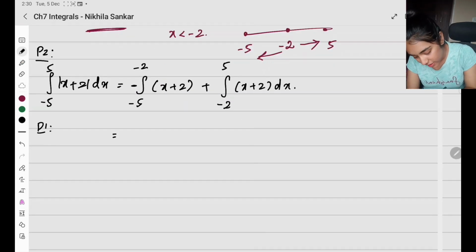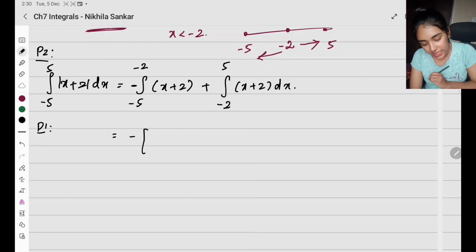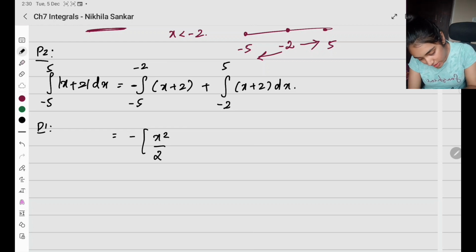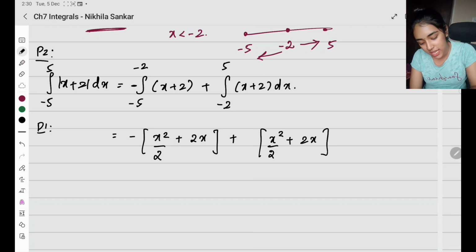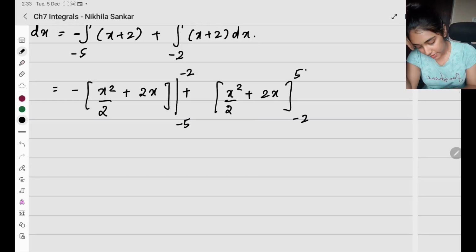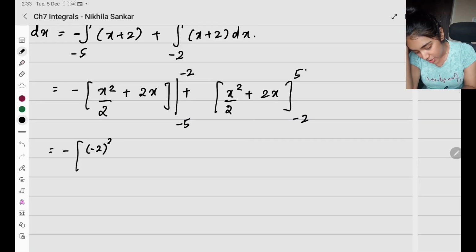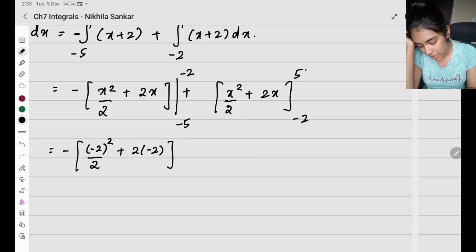So when I solve the integral, I have minus times the integral of x, which is x square divided by 2, plus the integral of 2, which is 2x, plus the integral of x, which is x square by 2, plus the integral of 2, which is 2x. Here the limits are from minus 5 to minus 2, and here from minus 2 to 5. When I substitute the values, I have minus, taking it outside, the upper limit minus 2 the whole square divided by 2 plus 2 into minus 2. This is going to be upper limit minus lower limit.